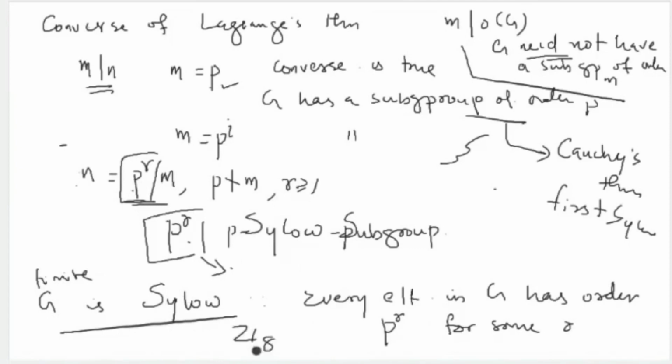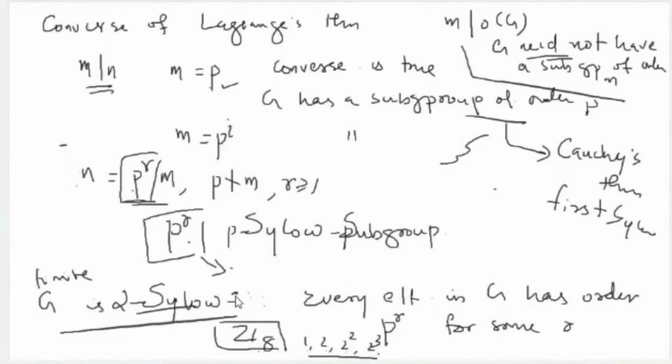Take just Z8. Its order is 8, so the divisors are 1, 2, 2 square, and 2 cube. It has elements of order 1, 2, 2 square, 2 cube. So every element has order a power of 2. So it's a Sylow group. Such groups are called Sylow. This is a Sylow 2-group, or 2-Sylow group.